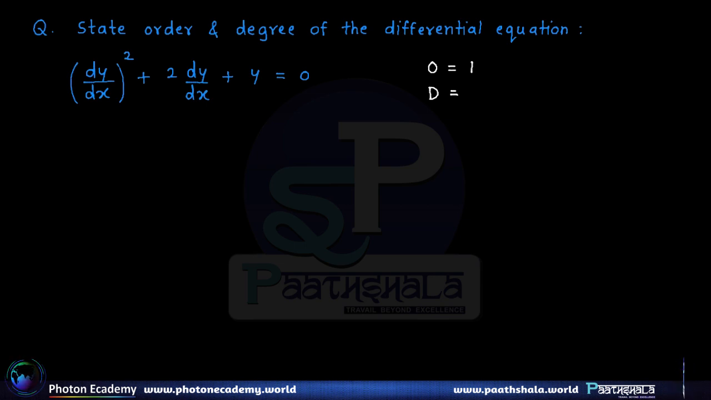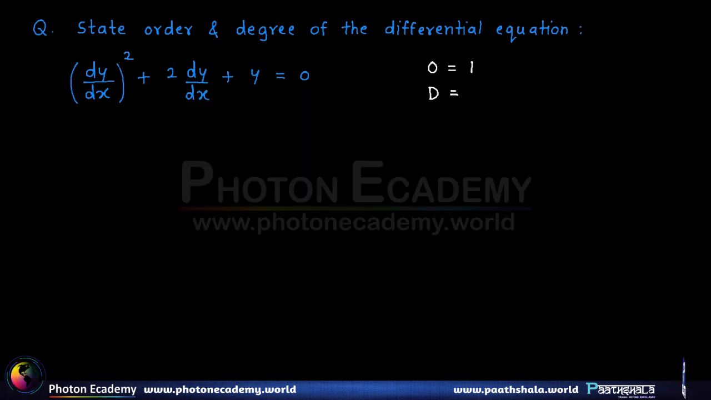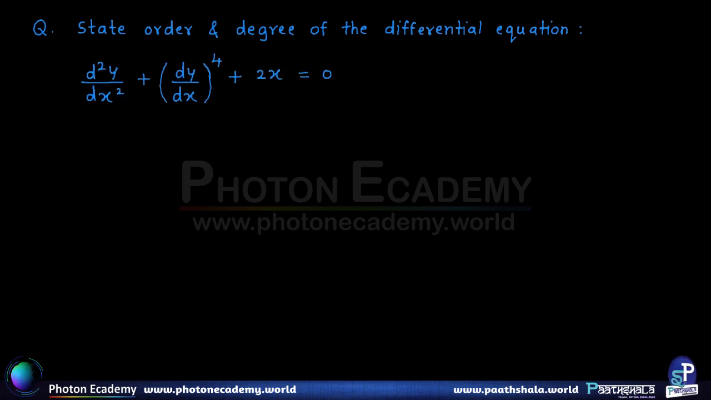Therefore, the highest degree of dy by dx, as we can see, is 2. So that's the degree of the differential equation also, right? So that is how we get order and degree for this equation. Now let's see another example.